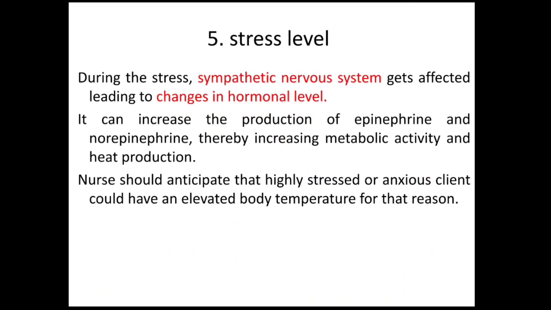The next factor that is influencing the body temperature is the stress level. What happens during stress? The sympathetic nervous system is affected, which leads to changes in the hormone levels. That is, hormones like norepinephrine and epinephrine are increased, leading to increased metabolic activity and heat production. Next is environment.